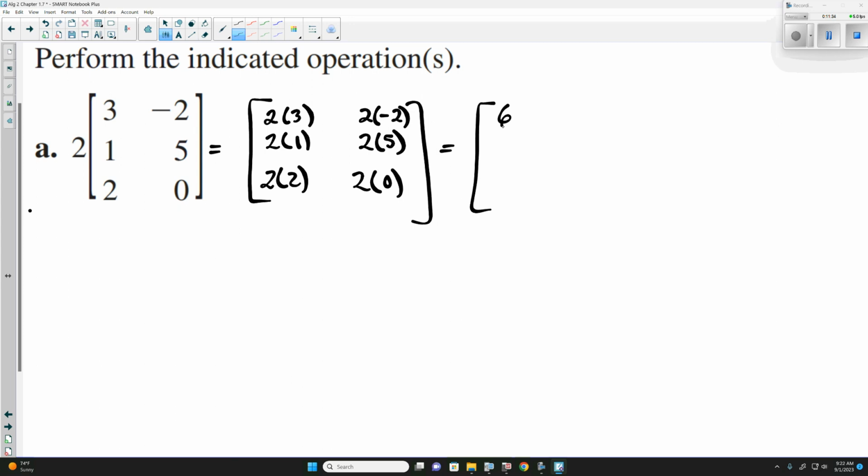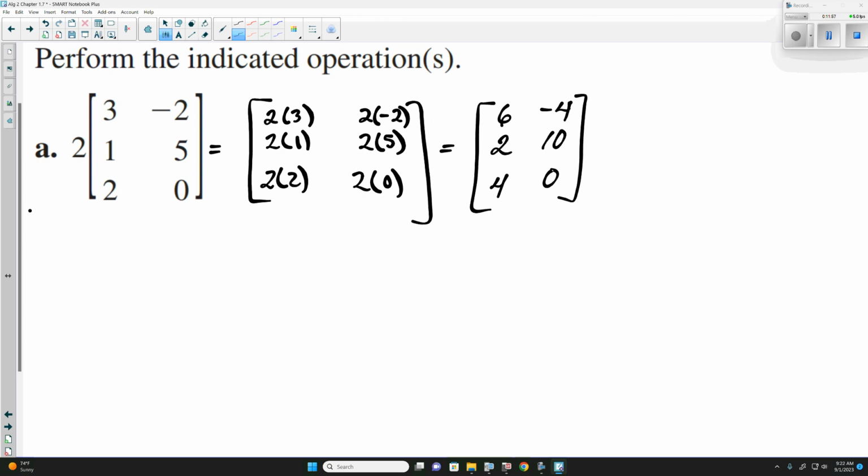2 times 3 is 6. 2 times negative 2, negative 4. 2 times 1 is 2. 2 times 5 is 10. 2 times 2 is 4, and our favorite multiplication, 2 times 0 is 0. And that's it.